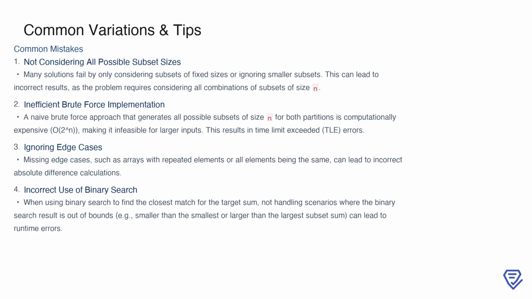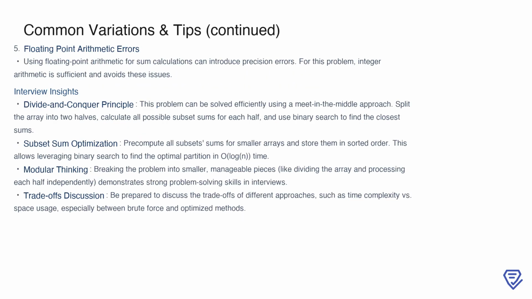If the binary search result goes out of bounds, such as finding a value smaller than the smallest or larger than the largest subset sum, it can cause runtime errors. Careful handling of these scenarios is critical for a robust solution. Floating point arithmetic errors are another potential issue to avoid. Using floating point numbers for some calculations can introduce precision inaccuracies. Fortunately, this problem can be solved entirely with integer arithmetic, which avoids such complications.